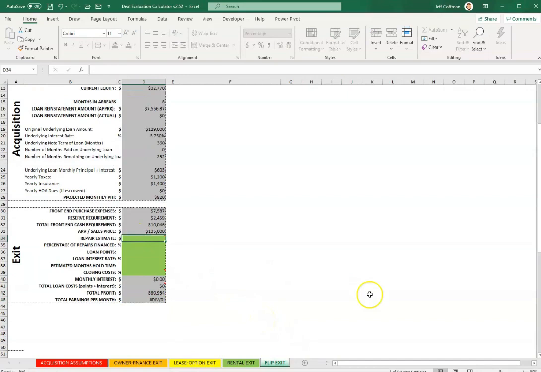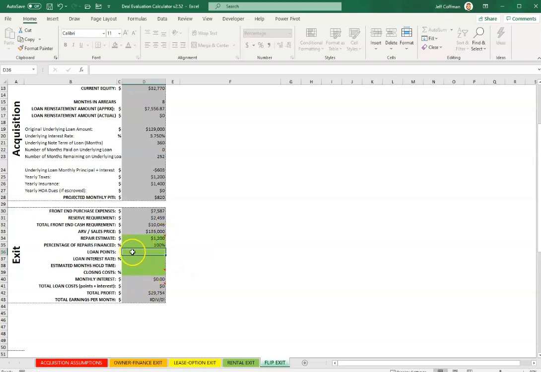On the flip tab, we've got our repair estimate. Let's say it was $8,000. I'm sorry, it was $1,200. Percentage of repairs financed. So if you've got to do any repairs to the property, are you going to be financing any of those funds that you need to make those repairs? That's what this is asking. Percentage of repairs financed. If it's 100%, then you're borrowing the entire $1,200 to make those repairs.